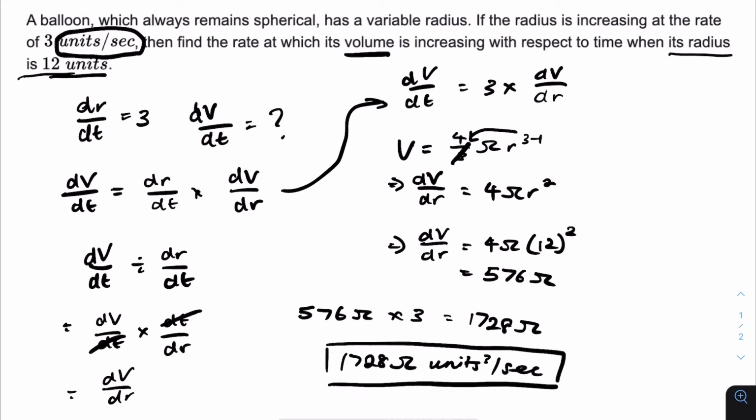The way we'd say it is the balloon's volume is increasing at a rate of 1,728 pi units cubed per second with respect to time when its radius is 12 units. Okay, so let me just go over a summary of the general rules of what you have to do. Alright, so let's go over some general steps when tackling any problem.